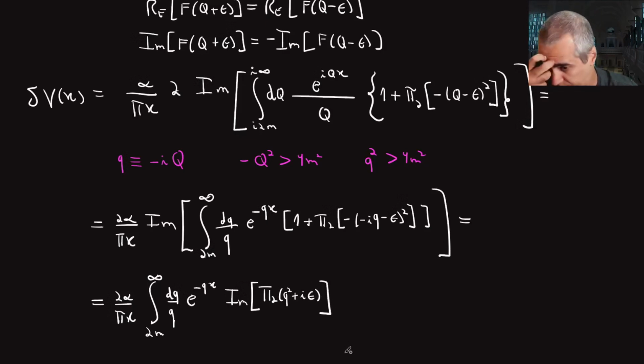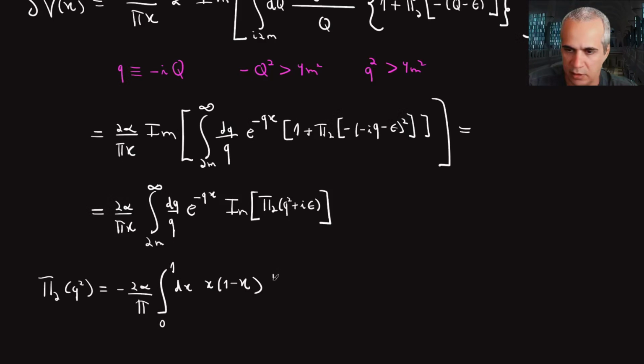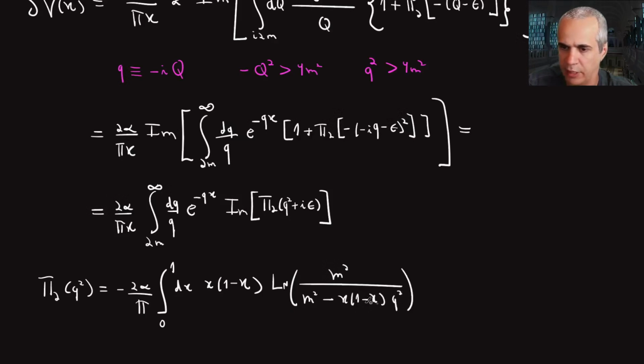And that's what I have to worry about. So pi 2 is given by, again, this expression, minus 2 alpha over pi integral from 0 to 1 dx x (1 minus x) log of m squared over m squared minus x(1 minus x) q squared, right? And this only has an imaginary part, right?